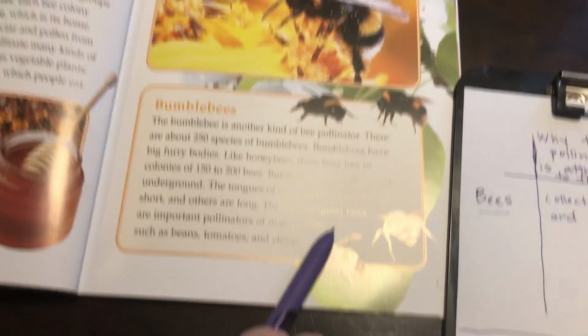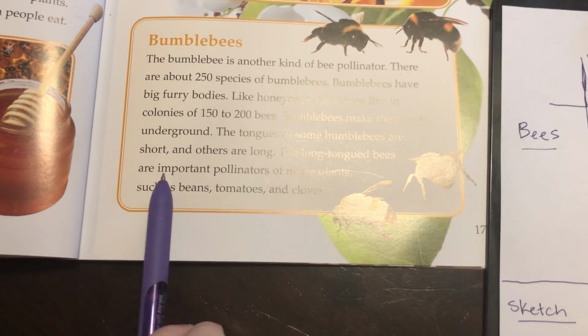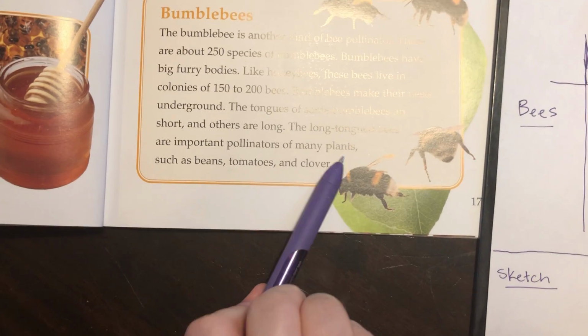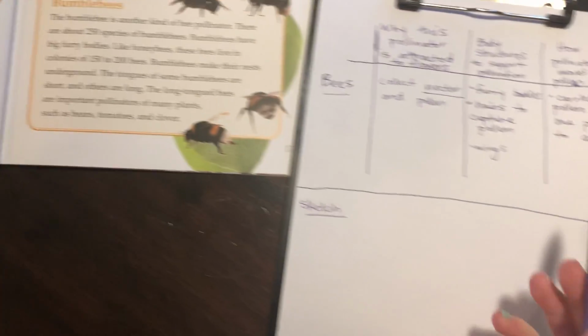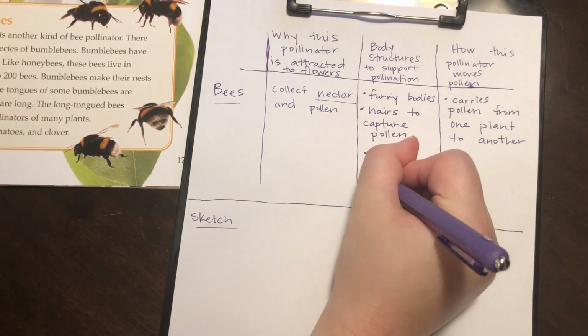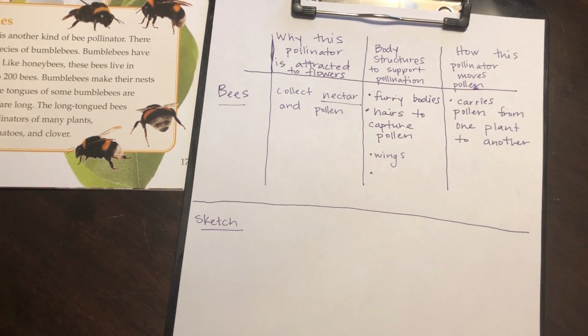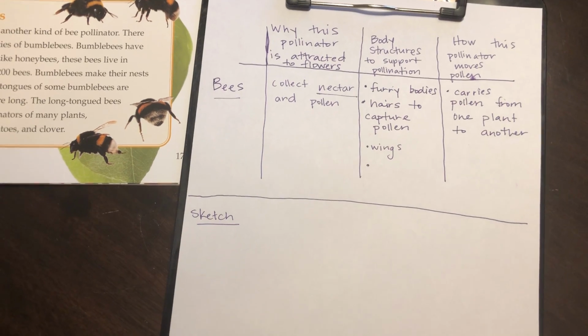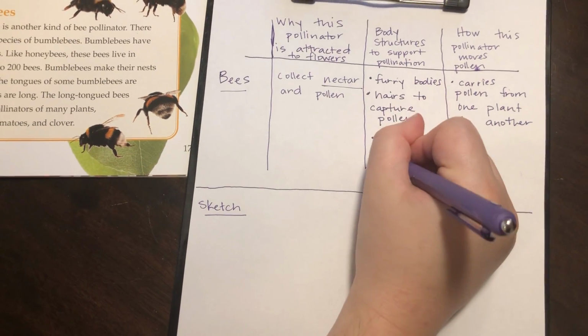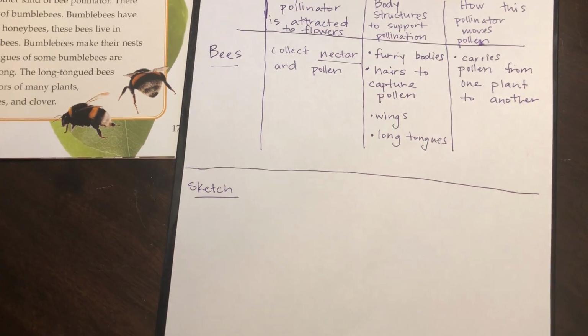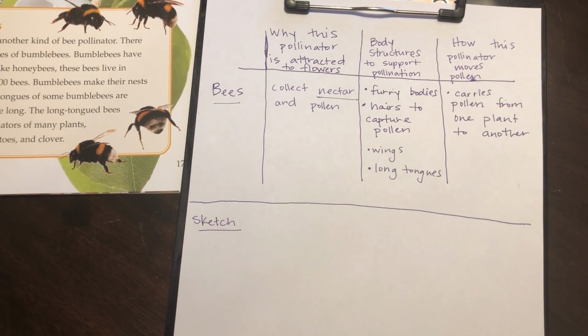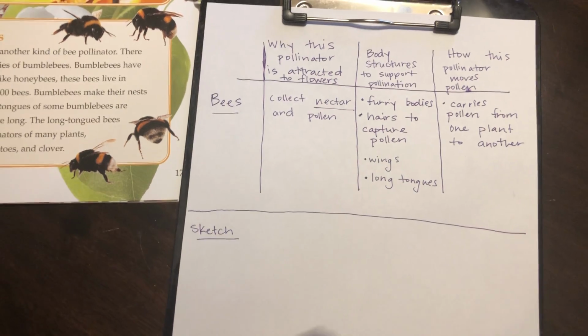And I'm also noticing as I peek back over in my text, look at the last body part that the author talks about here. It says the long-tongued bees are important pollinators of many plants, such as beans, tomatoes, and clover. So what body part could I also mention that is important that helps bees pollinate plants? Yes, long tongues, okay? Great.